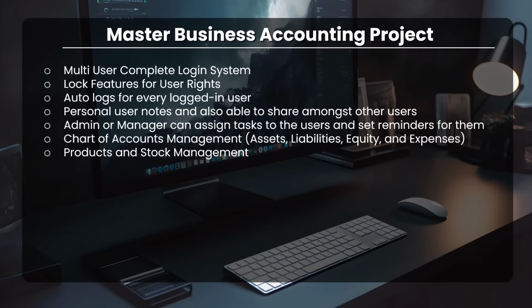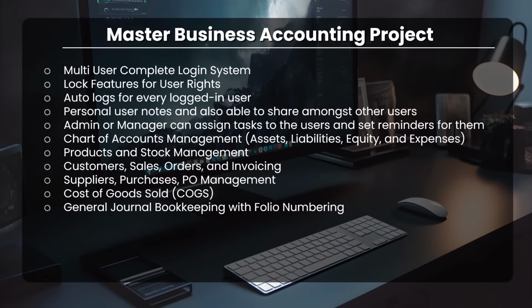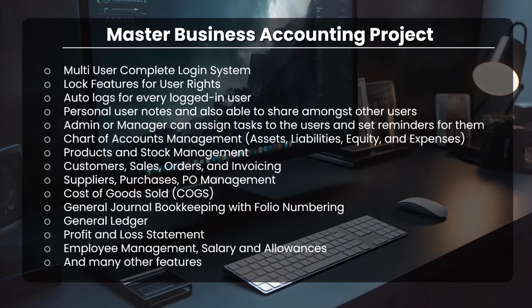Products and stock management will be handled in a smarter way, like low stock products warning. Customers, sales, orders, and invoicing. Suppliers, purchases, and PO management. The business operational expenses, like cost of goods sold. The daily incoming and outgoing cash flow is very important in any business, so we will establish a general journal bookkeeping system. We will establish a general ledger entry system. We will go through the financial year profit and loss statement. We will try to provide a comprehensive HR handling system, including employees, salaries, and allowance.